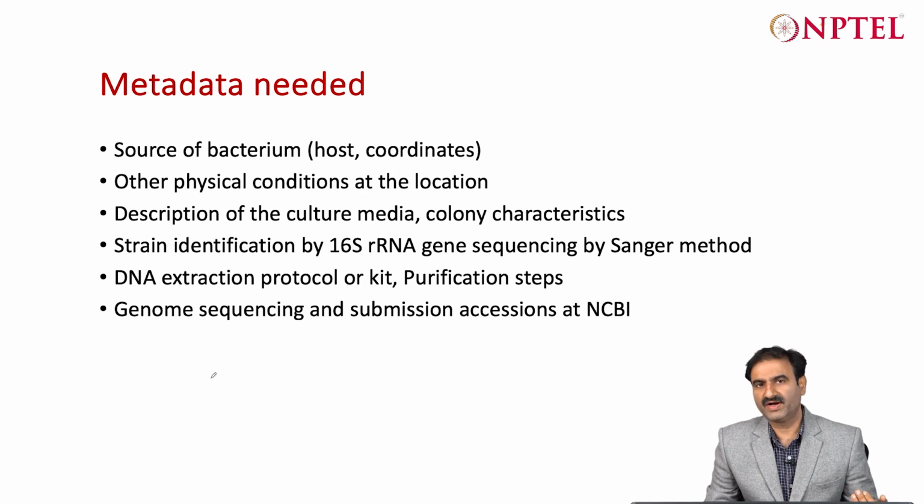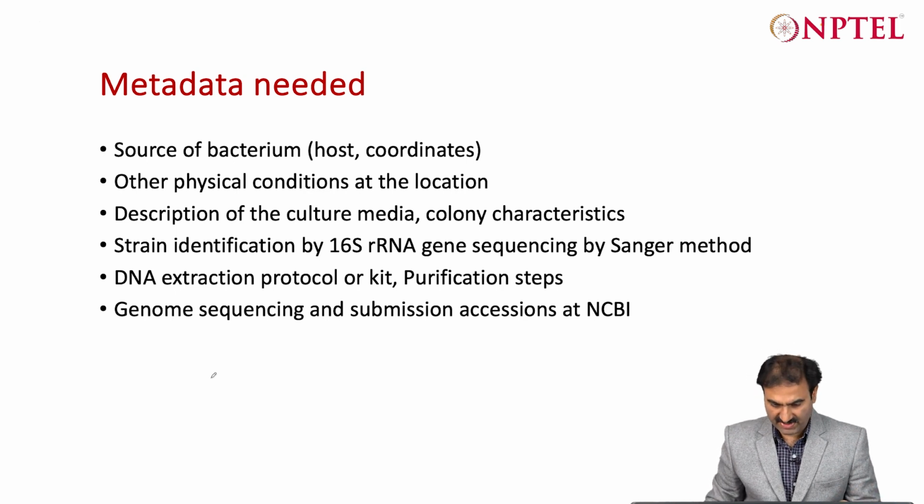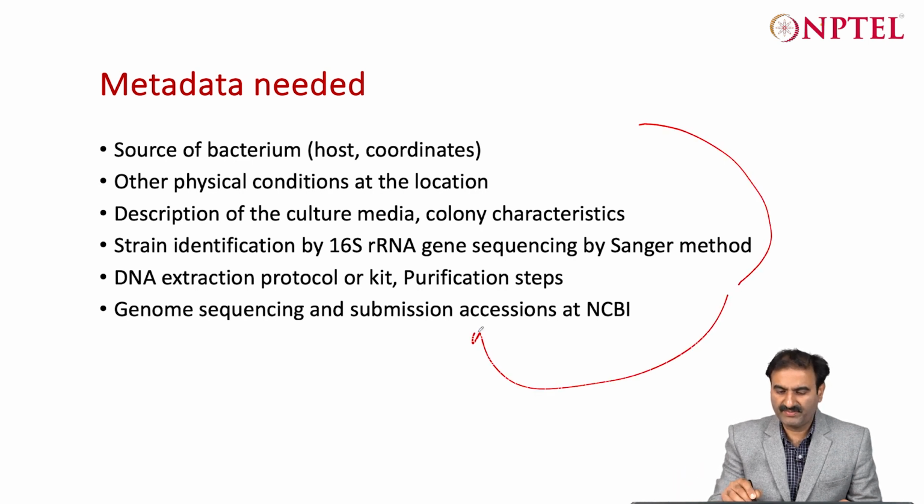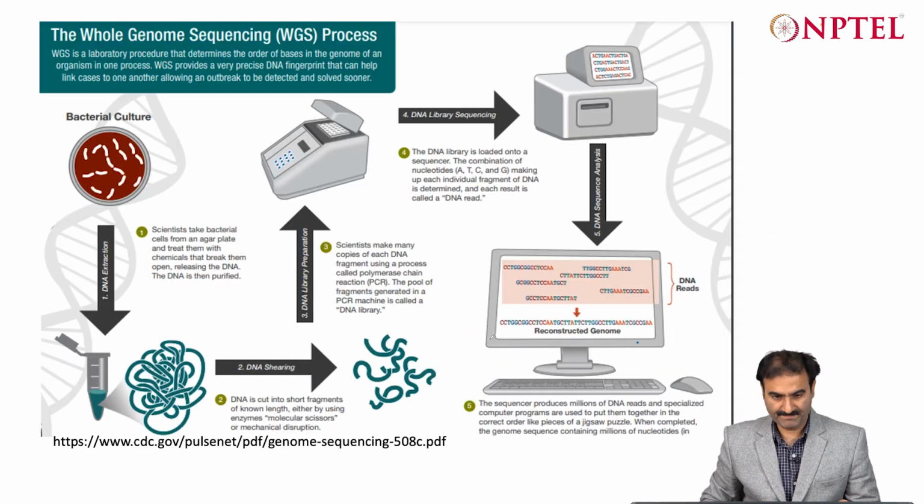Then when you are culturing, you have to define the media in which you cultured it, and what the colony characteristics were. Then you identify the strain or the species using a 16S ribosomal RNA approach by Sanger sequencing. You also note what DNA extraction method or purification steps you performed, and then genome sequencing and submission at NCBI. So all these things you have to provide when you are submitting a genome at the NCBI.